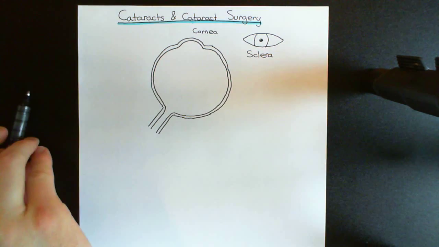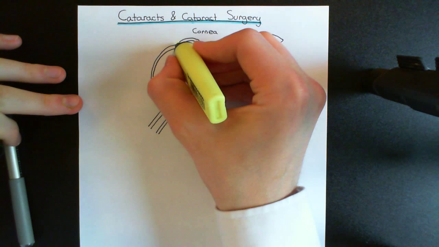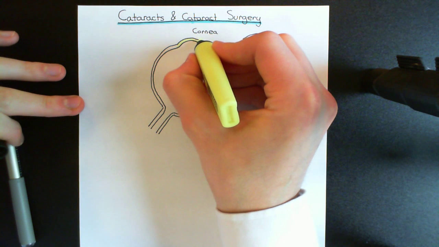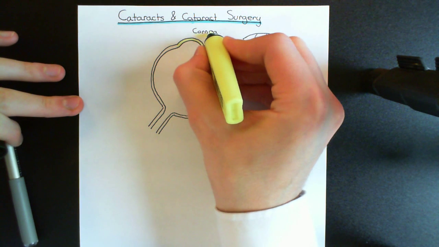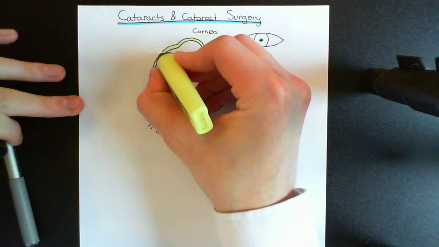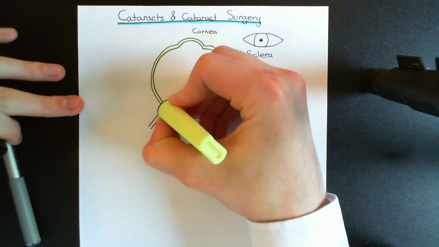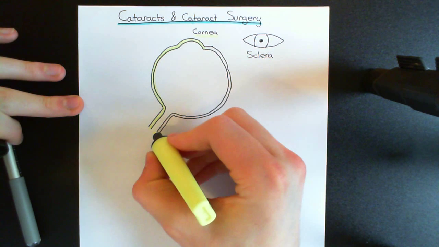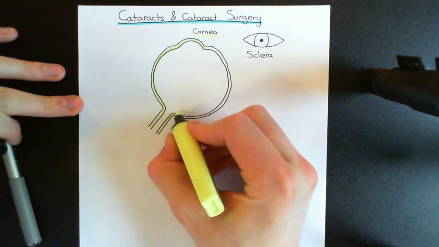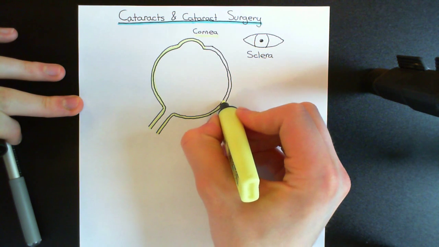So not only is it effectively continuous with the cornea at the front here, so this is the cornea that I'm colouring in yellow here, so that's the cornea, but it's also continuous with a covering over the optic nerve that will protect the optic nerve at the back here, like so. So I'll colour this all in as one yellow continuous layer here.